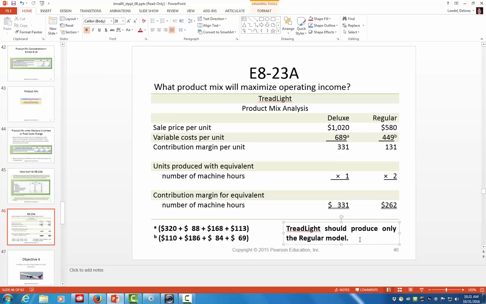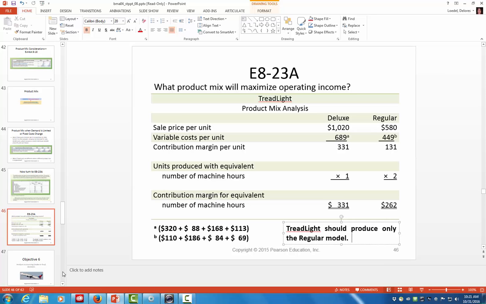Of course, you know, there's other things that you would need to take into account here. We're only looking at the numbers. If they were to lose market share and to lose customers because they did not offer the deluxe model, that could be an issue for them. So they would need to look at other factors, of course, than just the numbers themselves.